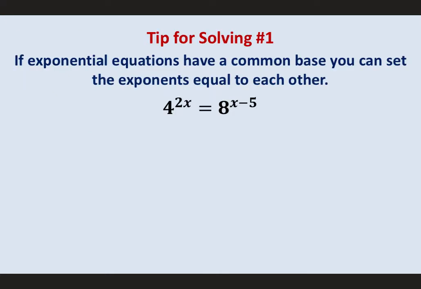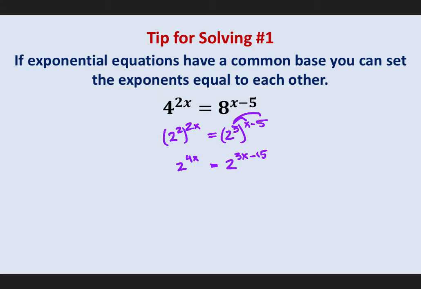All right, so tip number one, if solving an exponential equation and they have a common base, you can set the exponents equal to each other and solve. We've already done this one, so this is just a quick little rehash, but this is tip number one. If you can make them have a common base, make them have a common base. So for example, we can change this to 2 squared to the 2x, and we can change this to 2 to the third to the x minus 5, and then you multiply, so this becomes 2 to the 4x equals 2 to the 3x minus 15. Make sure you distribute that 3 right there.